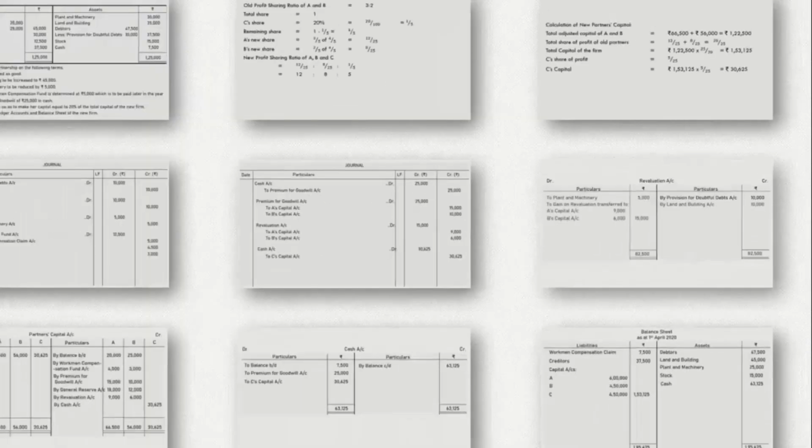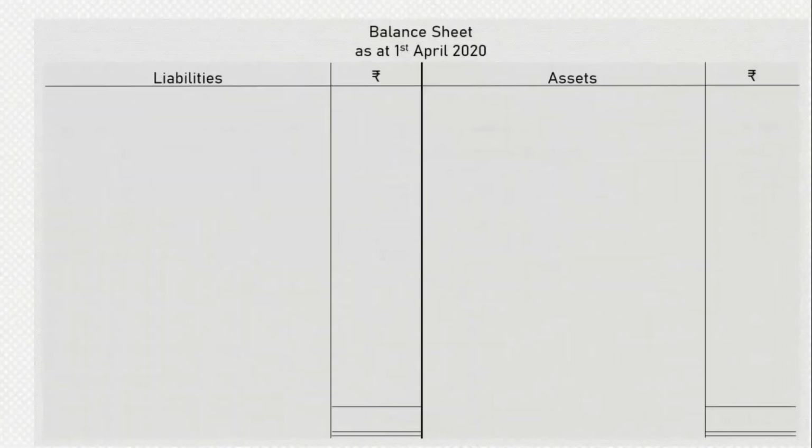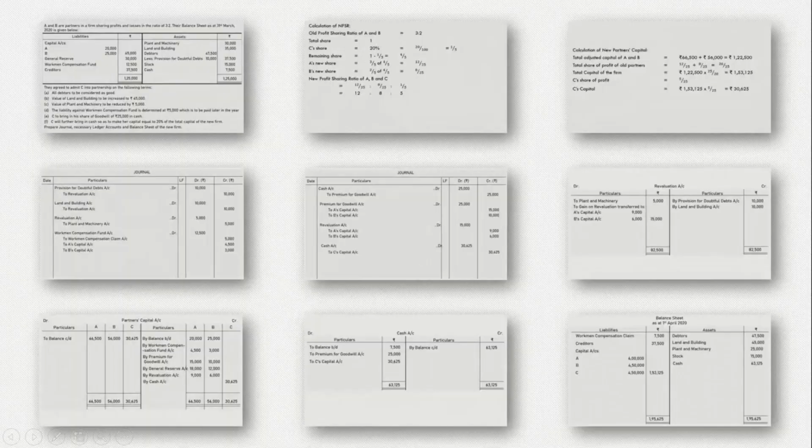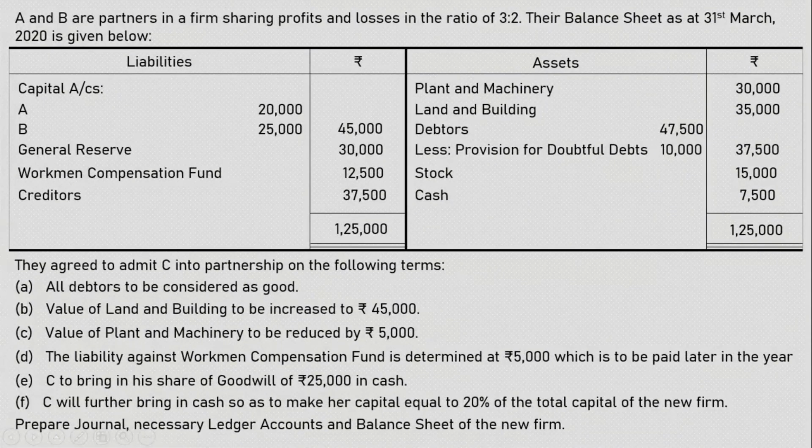Then in the balance sheet also this entry will come. So debtors 47,500, less provision for doubtful debt we will not write, because we are not having any provision for doubtful debt now. Then next, value of land and building to be increased to rupees 45,000.